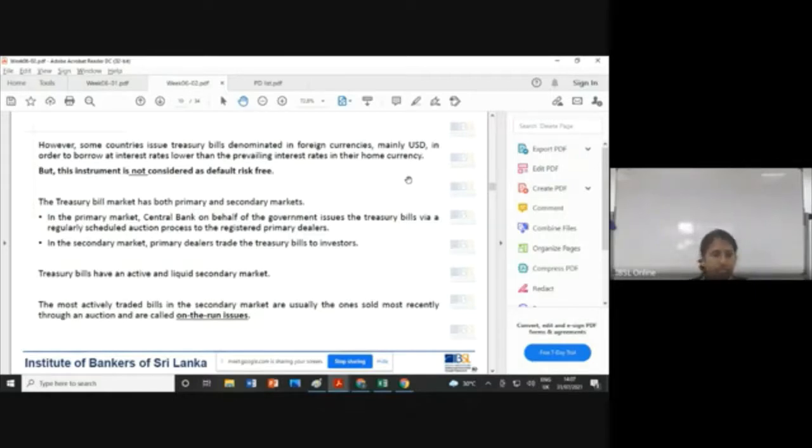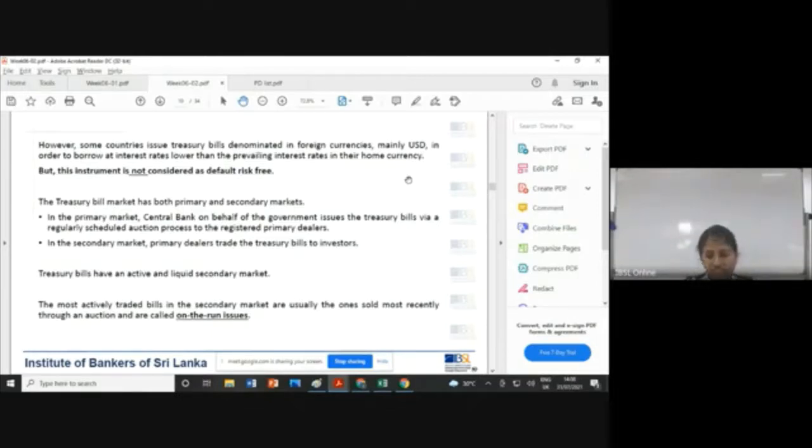Okay. Now, the treasury bill market has both primary and secondary markets. The primary market is where there is an initial issuance, and the secondary market is where trading happens. What happens in the primary market? Who is the issuer? The central bank issues on behalf of the government. So they issue the treasury bill. To whom? Anyone can come and demand treasury bills.